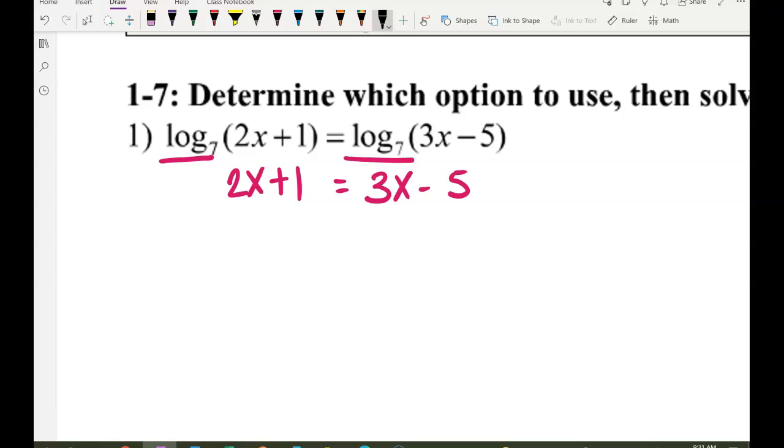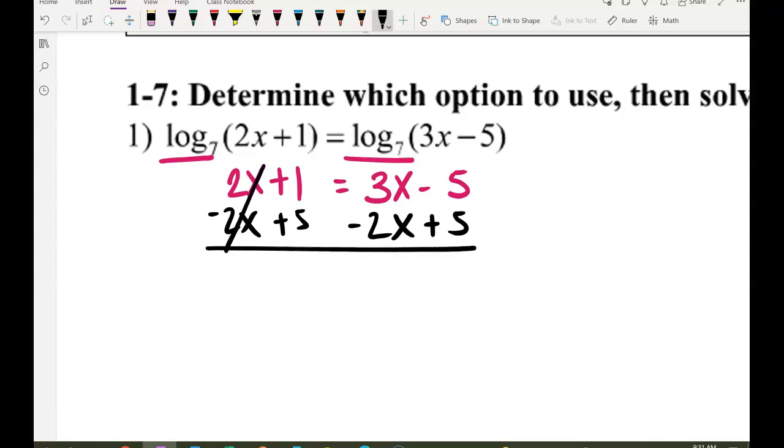So let's move 2x to the right. At the same time, move the 5 to the left. By the way, does it matter which way you move it? Nope. 6 equals x. We have to check it before we can box it up, because log cannot be what? Negative. All right, here we go.